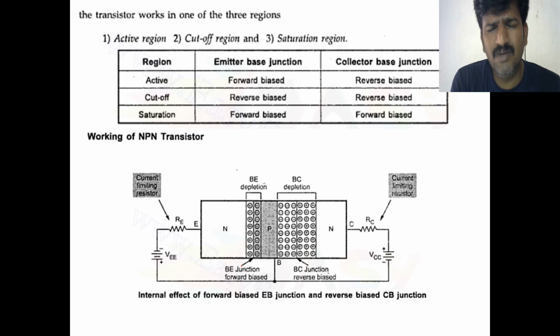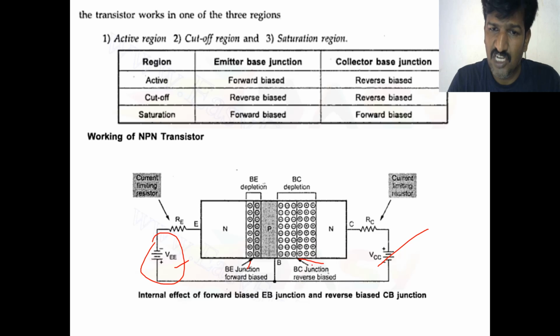Very simple scenario here. We have to give the power supply with the appropriate polarities to make the BE junction forward biased and the BC junction reverse biased. Though the BC junction is reverse biased, how is it going to conduct? How is the collector current going to exist through the collector terminal? One simple point you should remember.